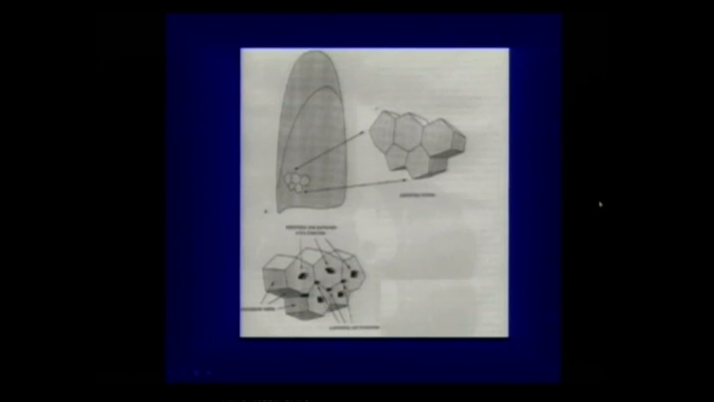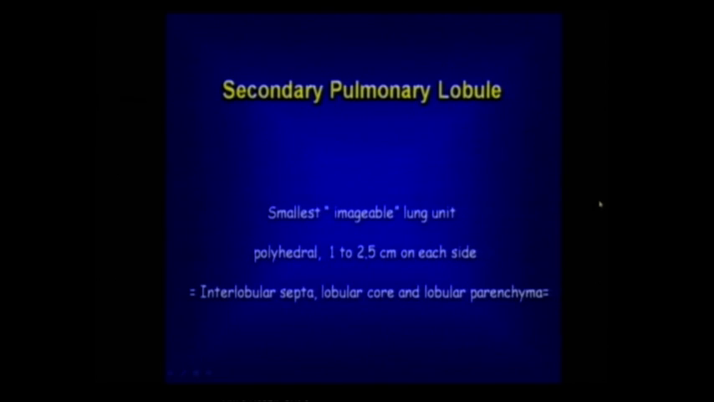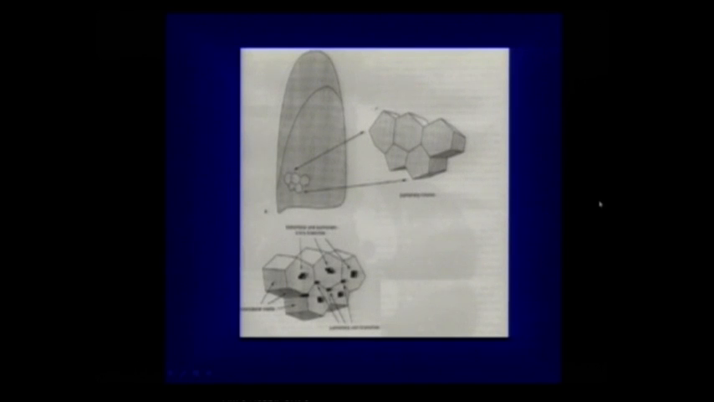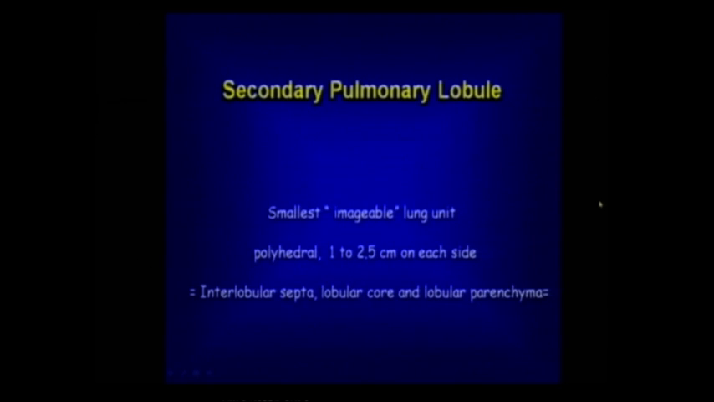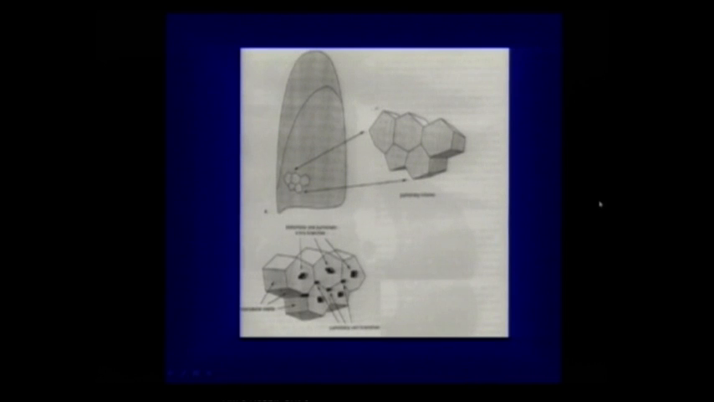So, going to the anatomy, the secondary pulmonary lobule is the smallest imageable lung unit. You can't image less than that. Each is a polyhedral structure measuring 1 to 2.5 centimeters on each side, and there are interlobular septa, the lobular core and the lobular parenchyma. If you look at this picture, you can see that the artery is accompanied by a bronchiole which goes into the center of that lobule, whereas veins traverse through the septa along with lymphatics.